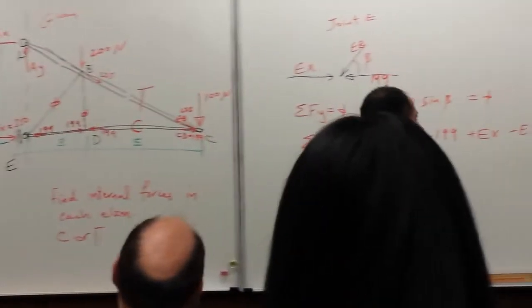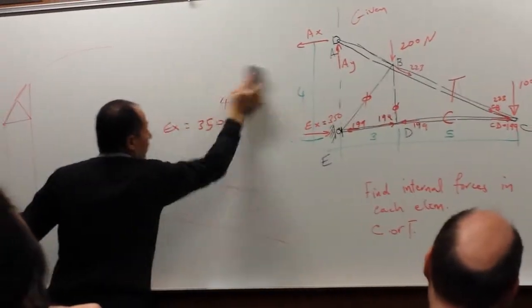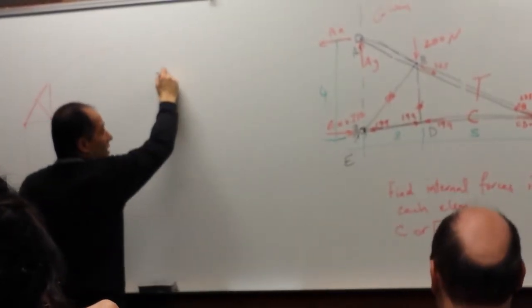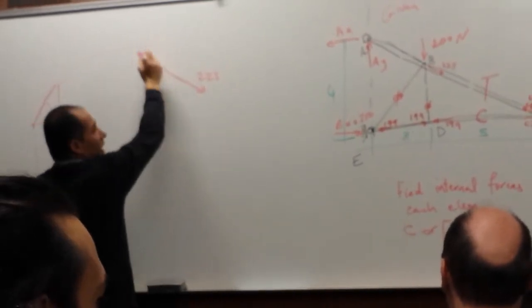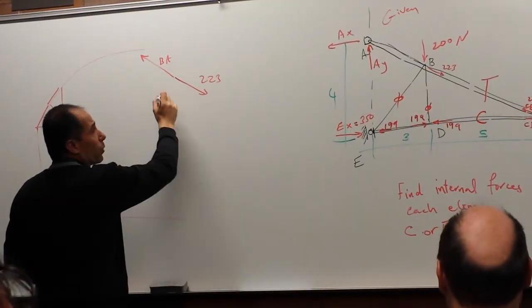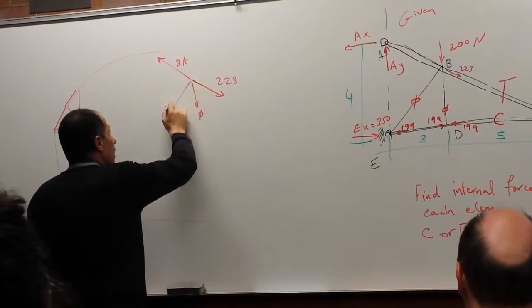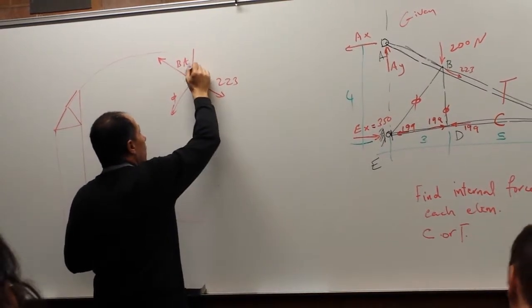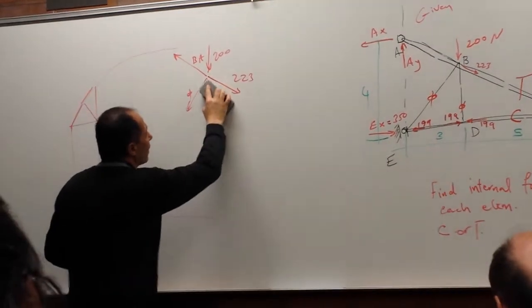Let's see. If I go to joint B, joint B has this force here of 223, and a force here that I don't know, BE. The 200 is going down, and we have here 0 and 0. So these two zeros, I can get rid of them.